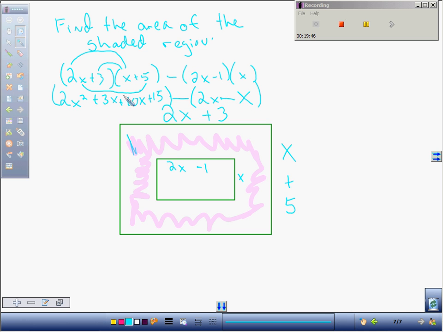So now I have to subtract this from this. That should be a 2x squared, right? So what's 2x squared minus 2x squared? How many x squareds do I have left? 0x squared. 3x and 10x makes 13x. What's 13x minus negative x? It's minus minus, so positive 14x. And then I have 15 minus nothing, so I have plus 15.